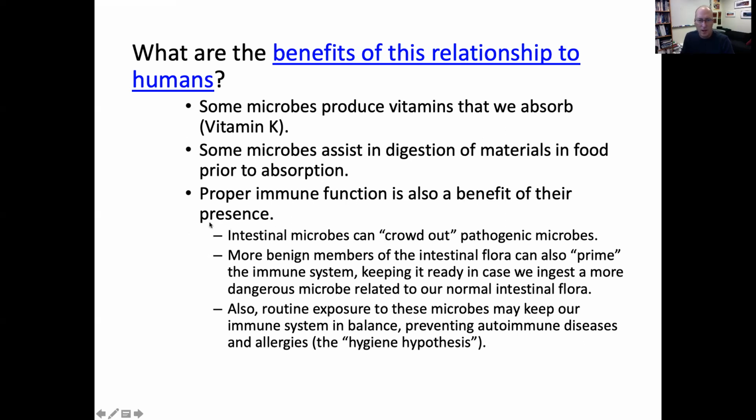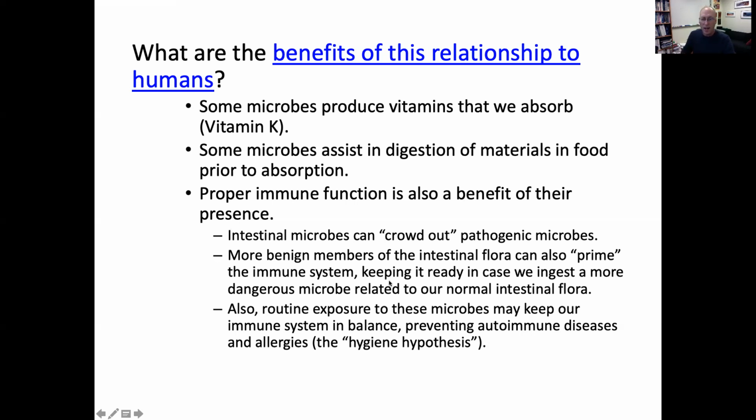And then it's also been shown that proper immune function depends on our intestinal microbiome. They would seem to sort of prime the immune system to respond to pathogens when they're consumed, as we'll talk about on Thursday. You know, the fecal oral route of transmission of pathogens is often really important. And there's a number of other aspects of our immune system that seem to be tied to having a normal, healthy microbiome.